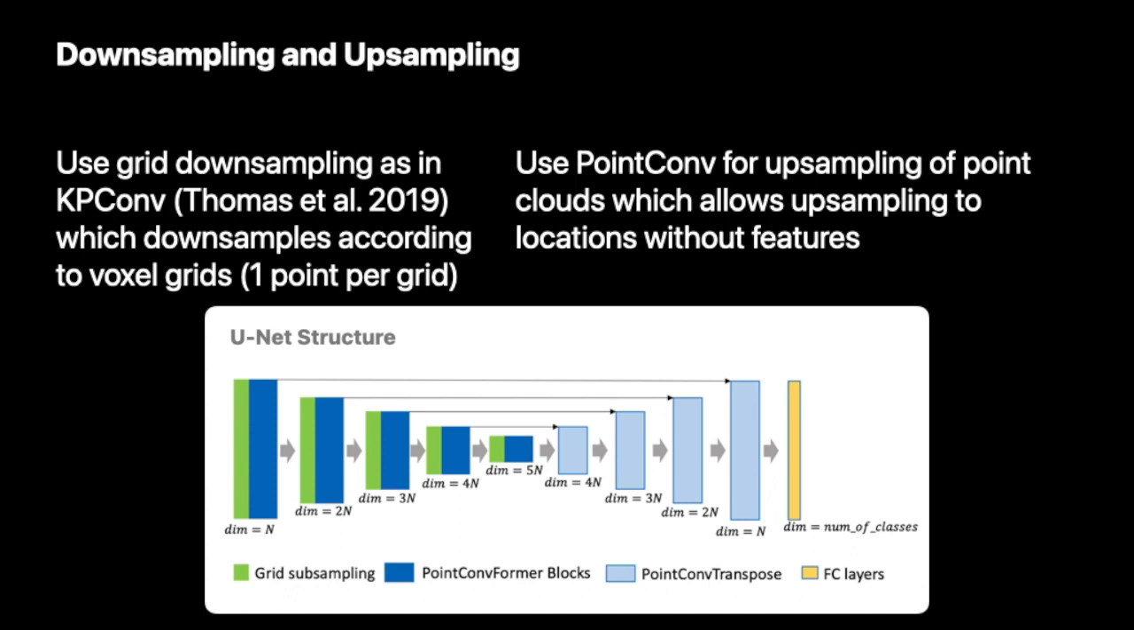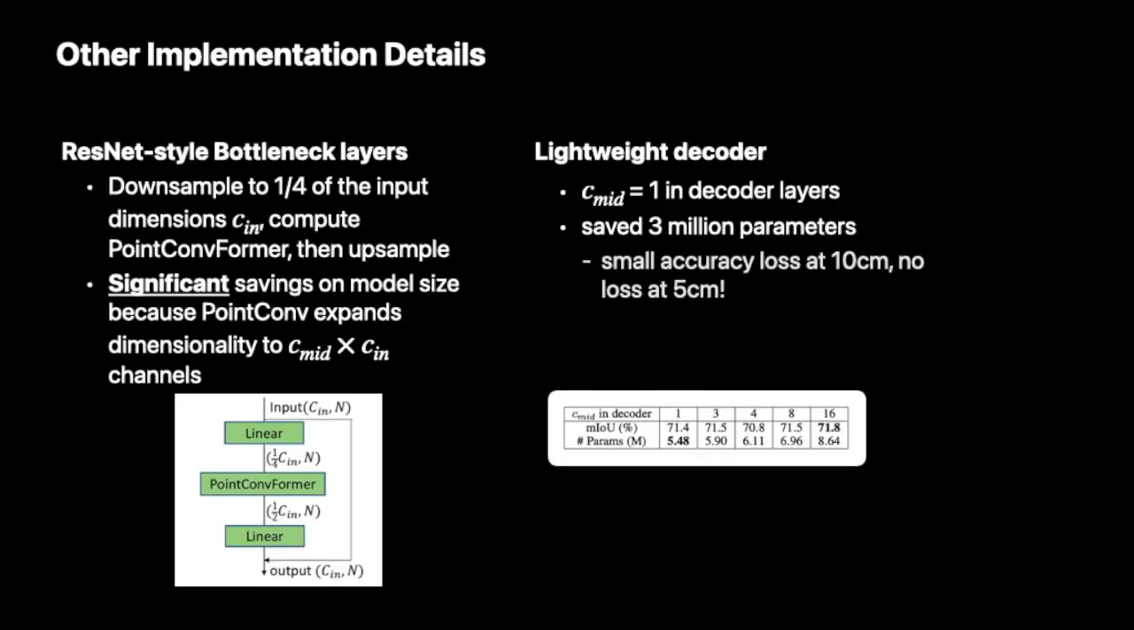In terms of building an encoder-decoder network with PointConvFormer, we also need downsampling and upsampling methods. For downsampling, we use grid downsampling as in KPConv, and for upsampling, we just use PointConv, which allows us to upsample to locations that do not have any features. There are some other implementation details, including using ResNet-style bottleneck layers to downsample to 1/4 of the channel dimension, compute PointConvFormer, and then upsample, as well as a lightweight decoder, for which we use a channel expansion ratio of only 1 in the decoder layers. This helps us save a significant number of parameters with almost 0 accuracy loss.